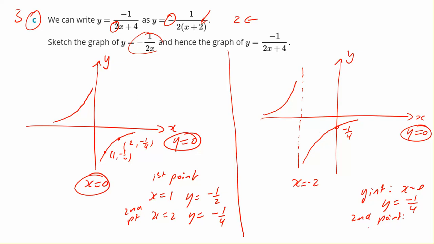So x equals 1, y equals -1 over 6, because we get 2 times 1 plus 4 equals 6. So the point is (1, -1/6). So I've drawn my graph. I've got 2 points, I've drawn my asymptotes, and my graphs are relatively okay. So I'm done. Hopefully that helps.